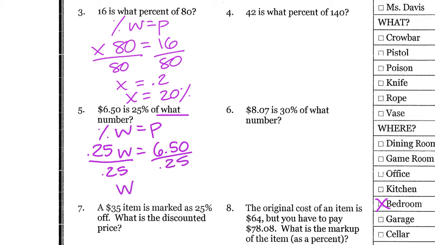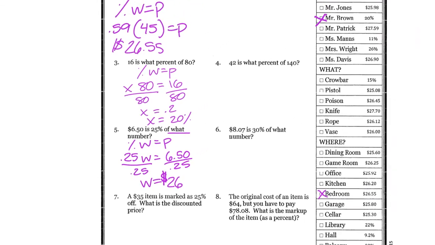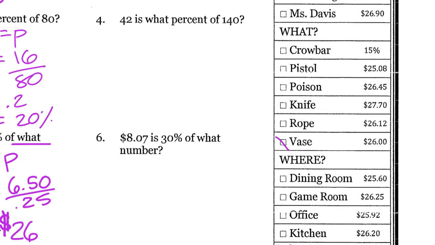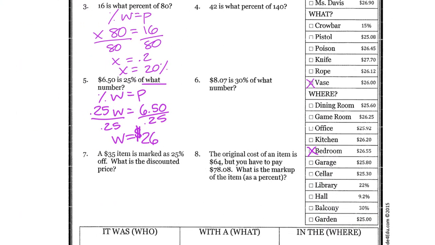Okay. And so when I take 6.50 divided by the 0.25, I get 26. And that is the whole, remember? So no moving the decimals, no nothing. That's the whole. There's a dollar sign on these two. So $26. Let's see if we can find $26 exactly. There it is. The vase. It was not the vase. All right. And then you can do number 6 as well.